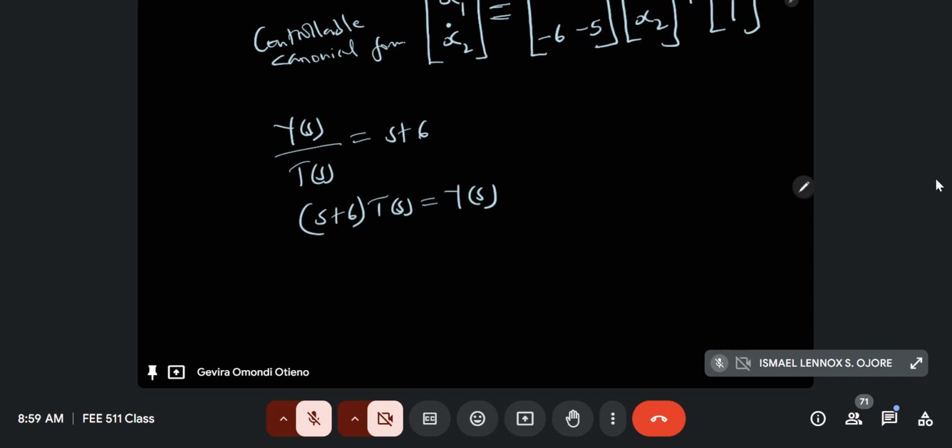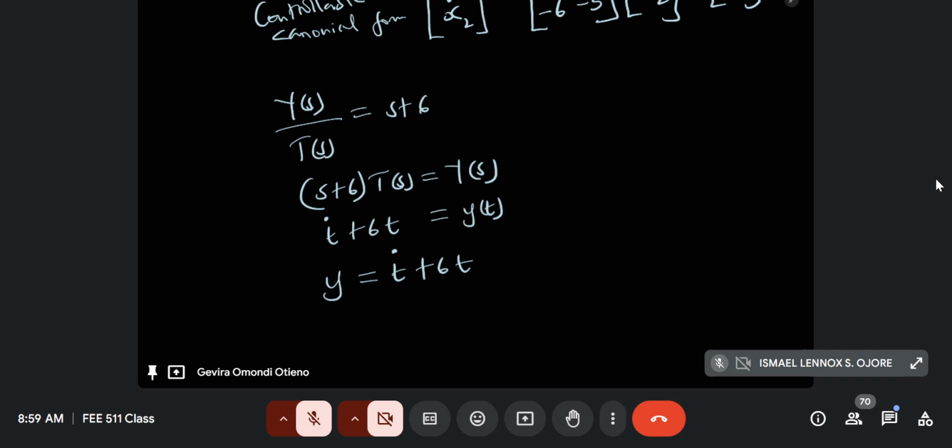And therefore, again, let's write the inverse Laplace transform. This side would be y of t, okay? And this side would be s, that is a derivative of t, and 6t. So you have an equation where y equals the derivative of t plus 6t, okay? And you can see what your state variables are. The state variables must remain the same. They must remain as 2.